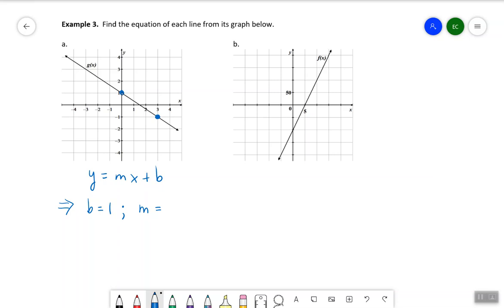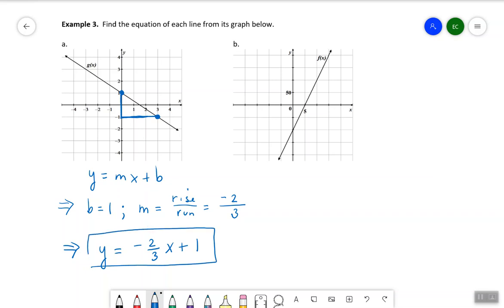Choose 2 points. And then we need to count a rise and a run. To go from left to right, we're going to start at this point and we're going to go down 2 and then right 1, 2, 3. And so rise over run would be down 2, which is -2, and the run is +3. So the slope is -2/3. And so we can go ahead and write our answer, y equals -2/3 times x plus 1. And we're done.